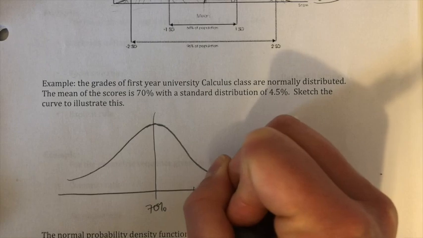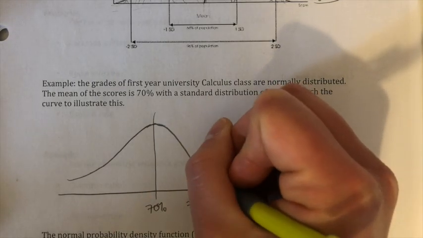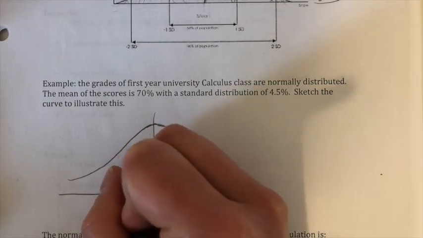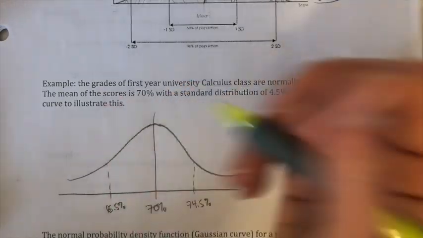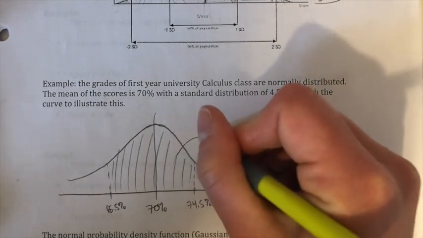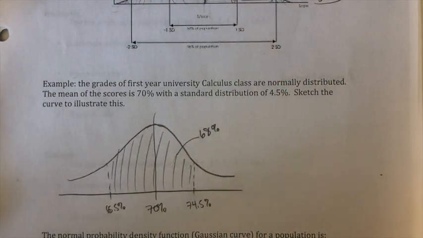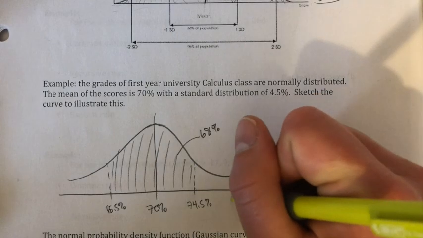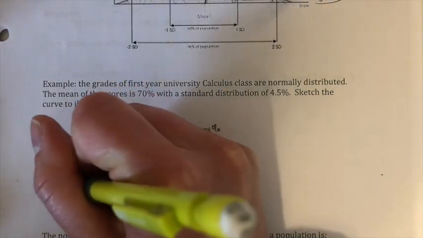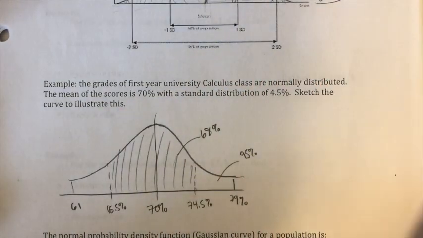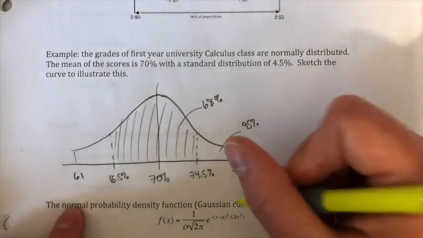So that would mean 74.5%. And if you subtract, that's 65.5%, so this section here would be 68% of the population. That's what it means for those standard deviations to be what they are. Then if we added another 4.5, we'd have 79%. If we subtracted another 4.5, we'd have 61%. So 95% of the population would be in between 61 and 79.